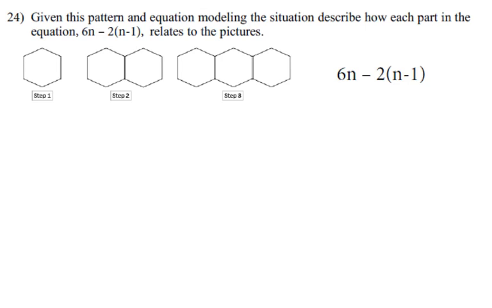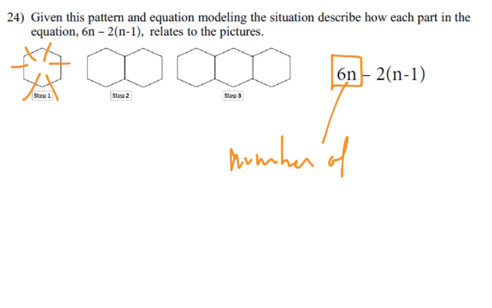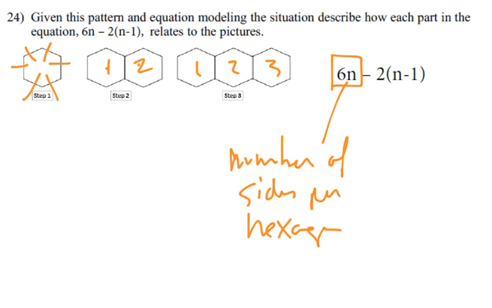Alright, now this last problem, take a few minutes, puzzle over that, try to figure out where the pieces are, what each one means. Okay? Alright, so we've got about a minute and a half. So where does this all tie in? Well, 6n. Well, 6 is the number of sides we have here, right? So that's number of sides per hexagon. Because step 2, I have 2 hexagons. Step 3, I have 3 hexagons. Okay? So now, what's this minus 2 and minus 1?